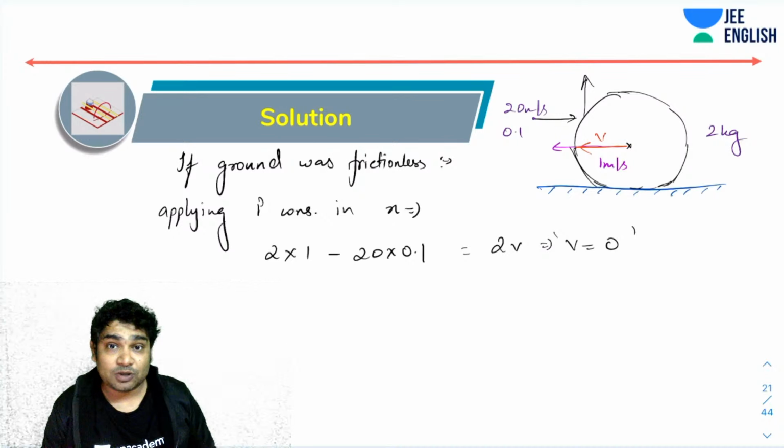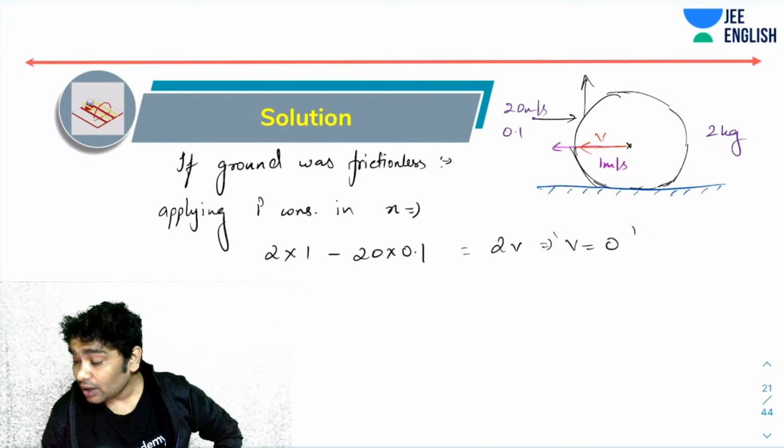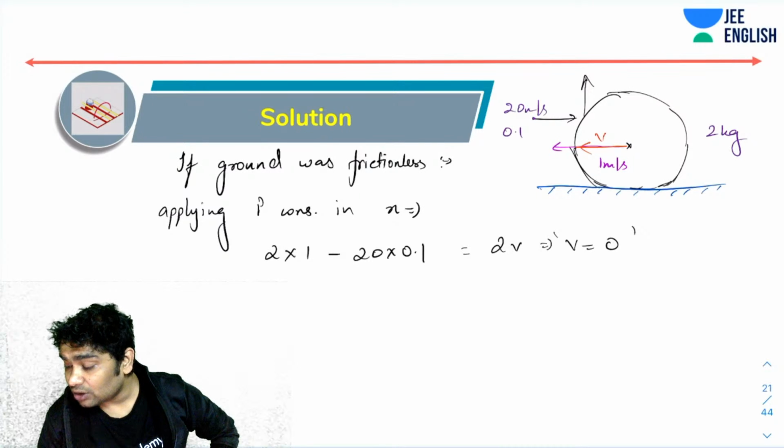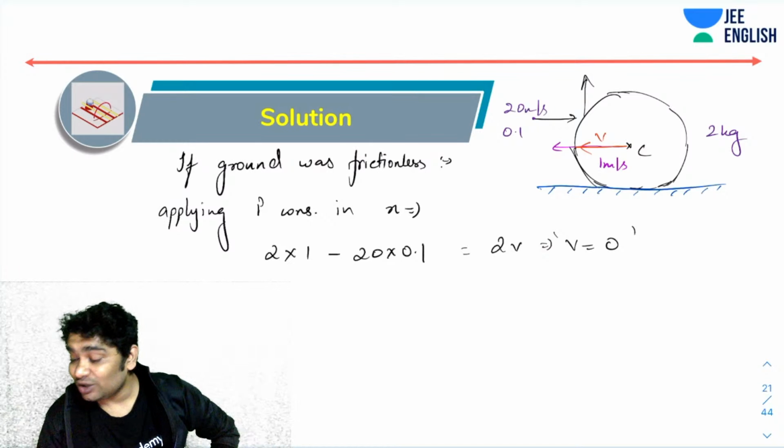Now let's see what happens to omega. Again, we will continue with this assumption that the ground is frictionless. Then I will take torques about the CM. Why am I doing that? So that even if N is impulsive, the torque due to the impulsive N I can ignore. The only angular impulse I will have is due to this collision.